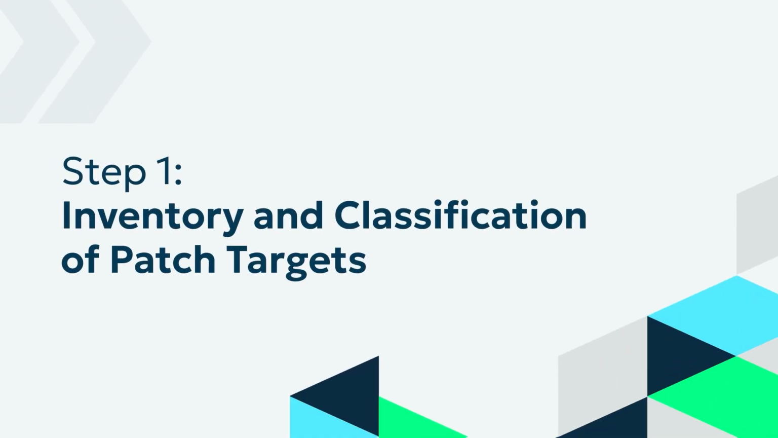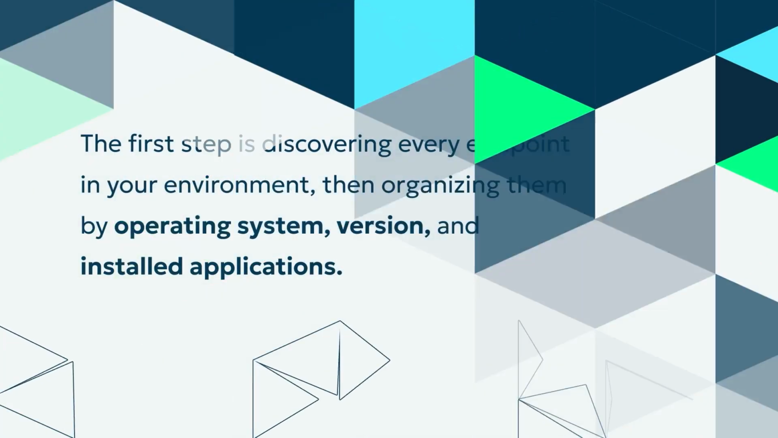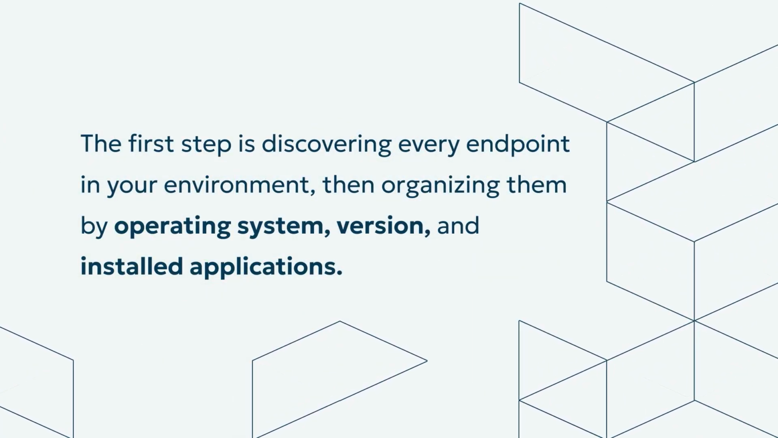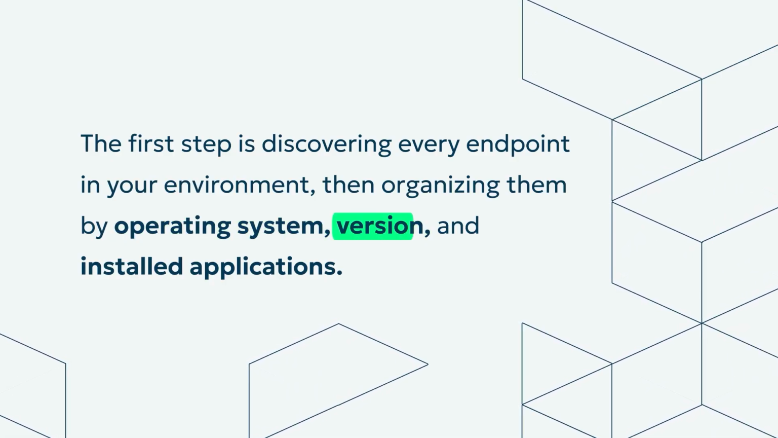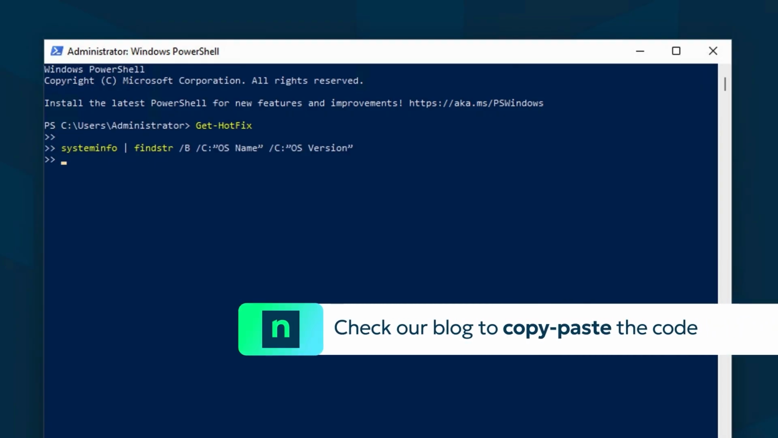Step 1. Inventory and classification of patch targets. The first step is discovering every endpoint in your environment, then organizing them by operating system, version, and installed applications. On PowerShell, run this command.